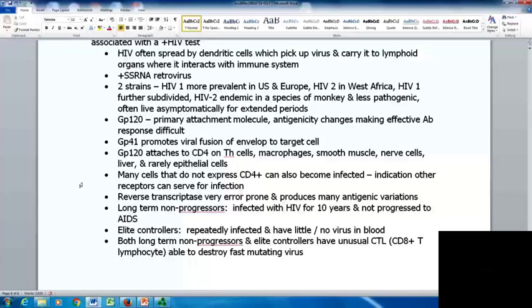So a lot of times people wonder about those that have been HIV infected for years and not progressed. We refer to these as the long-term non-progressors when they've had HIV for 10 years and it's not progressed to AIDS. With the elite controllers, these are a small population that gets repeatedly infected and they have little or no virus in the blood. So both the long-term non-progressors and the elite controllers have an unusual CD8 positive T lymphocyte. These are able to destroy fast mutating viruses. This does not apply to most of the population.